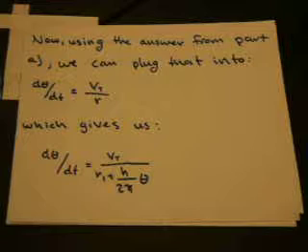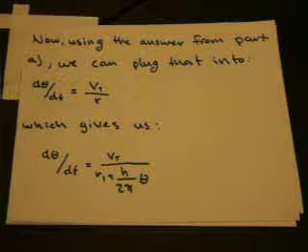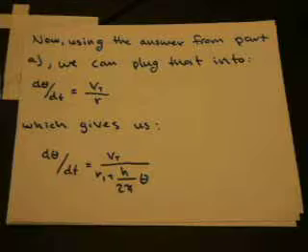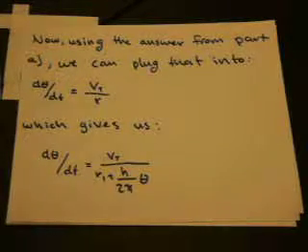Now, using the answer from Part A, we can plug that into d theta dt equals v divided by r, which gives us d theta dt equals v divided by r initial plus h divided by 2 pi times theta.